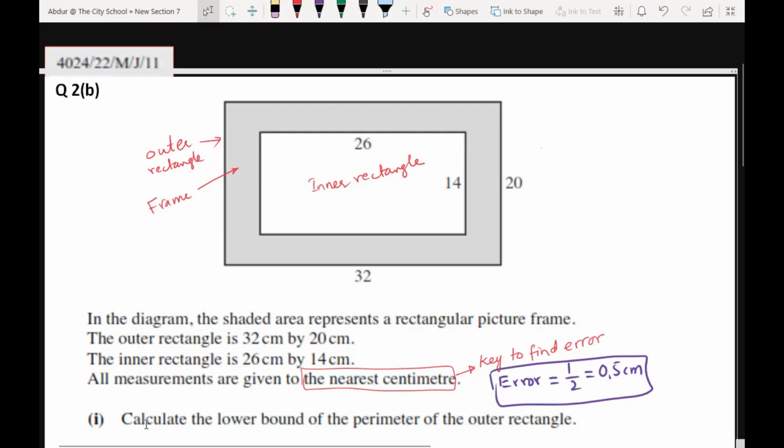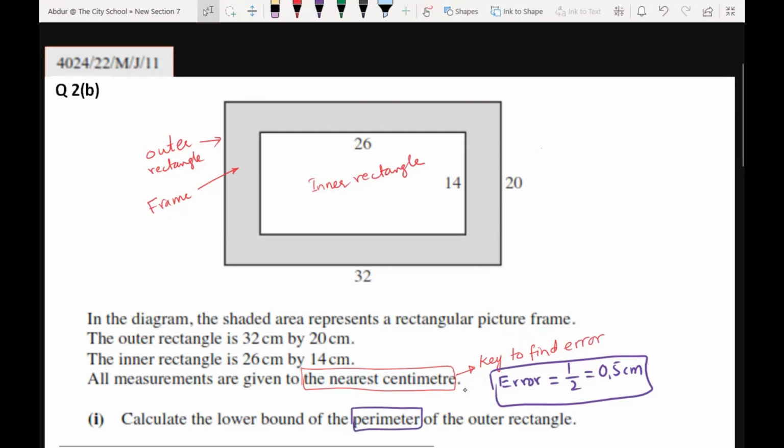Now in part A, part 1, calculate the lower bound of the perimeter of the outer rectangle. The length of the outer rectangle is 32 and the width is 20 centimeter. So perimeter, recall the idea about perimeter: the sum of all outer boundaries.